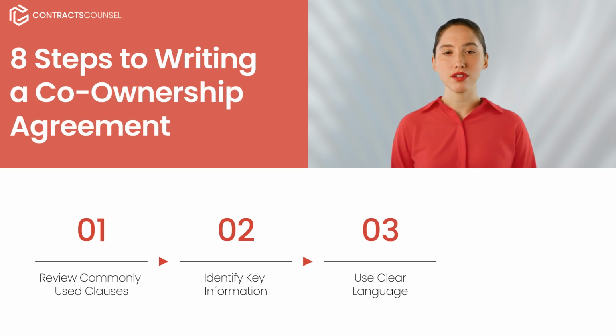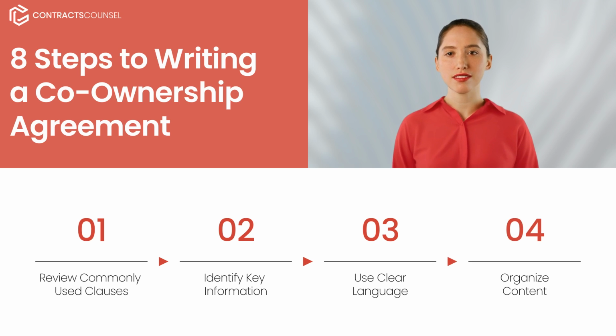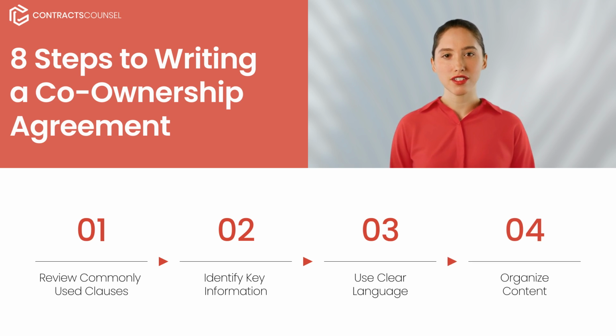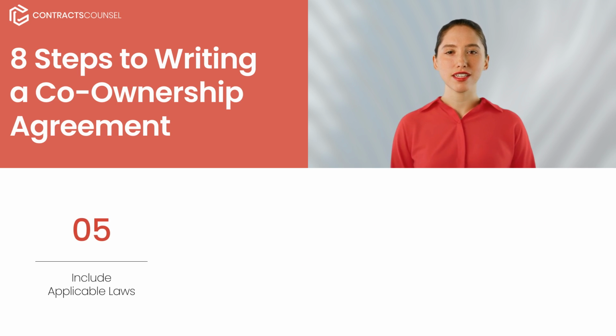3. It is critical to use clear and concise language that all parties can understand. 4. Once you've written your clauses, organize them so that they are logical. For example, you likely want to have the description of the property business section come before the ownership share section. 5. Be sure to incorporate any applicable laws and regulations that may be specific to your state or industry. Note, this may require research.